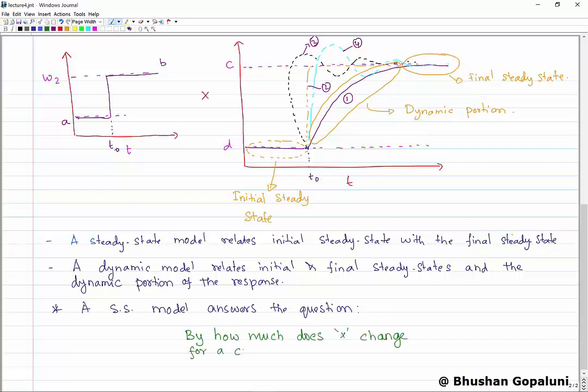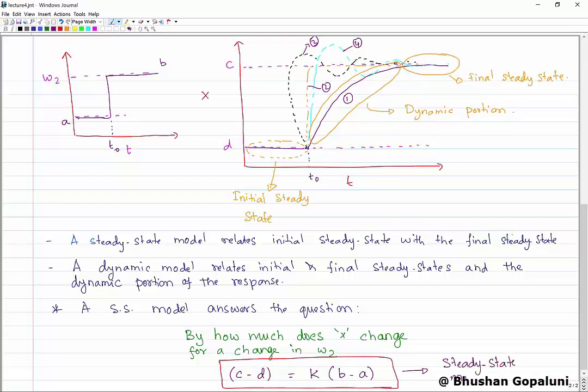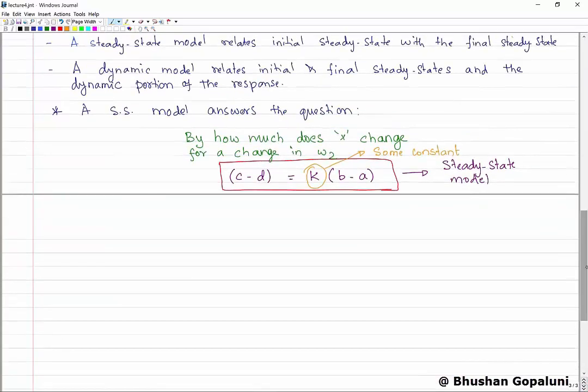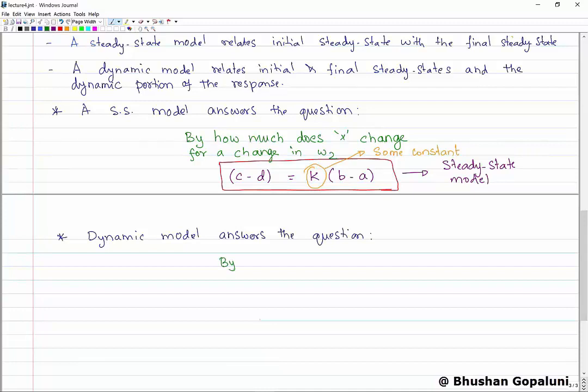To put it another way, a steady state model simply answers the question, by how much does X change for a change in the inlet flow rate of pure A, W2? In fact, the changes in X and the change in the inlet flow rate W2 can be related using a proportionality constant, K, which is shown here. On the other hand, the dynamic model answers the question, by how much does X change and how fast does it change to the changes in W2.